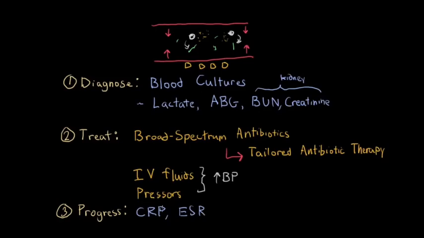Now, CRP stands for C-reactive protein, and ESR stands for erythrocyte sedimentation rate. Really, the names of these are somewhat inconsequential. The main idea here is you can track inflammation. So these allow you to track inflammation. And when a patient is first diagnosed with septic shock, these values are going to be very elevated, possibly up around 100 each of these.